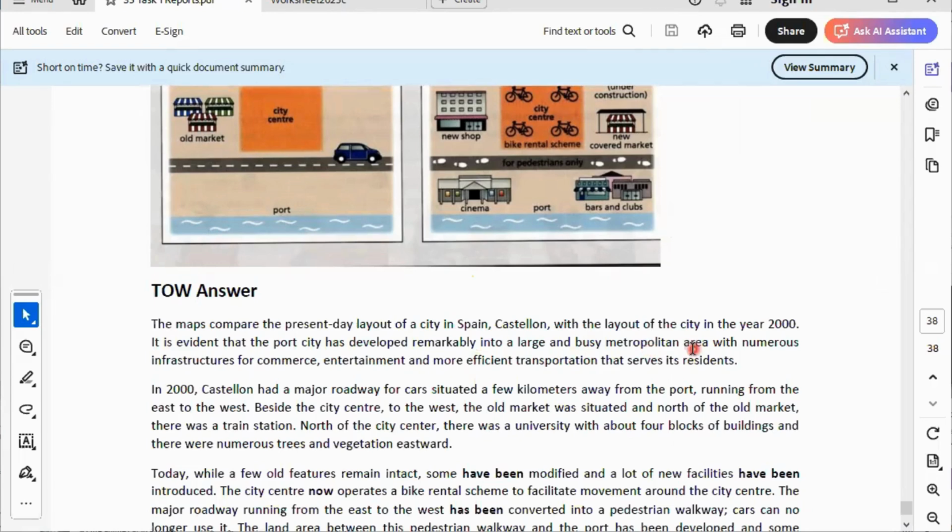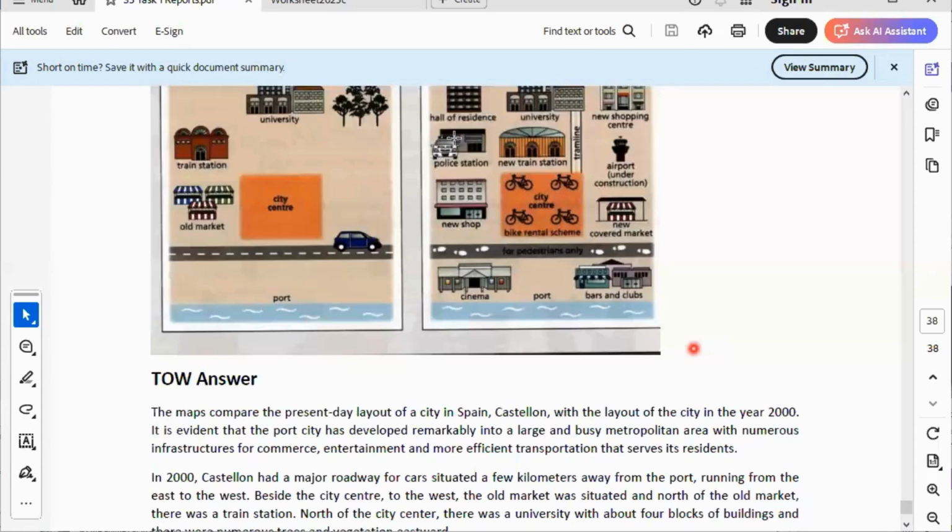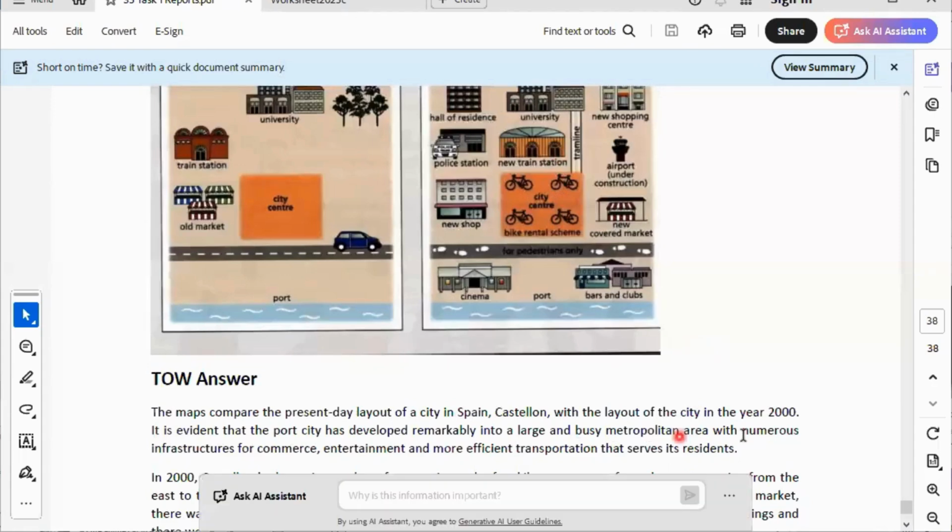Can you see? This person is giving us a general picture. It has developed. It has become a busy place. A large, busy metropolitan area with numerous infrastructure for commerce. What's the meaning of commerce? You can see a new shop. You can see a new covered market. You can see a new shopping center. Those things are pointing at commerce.